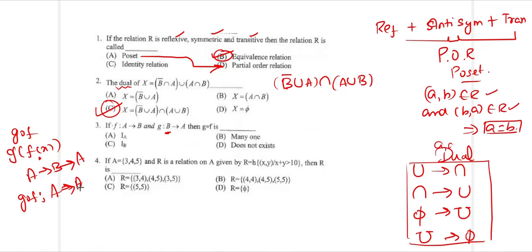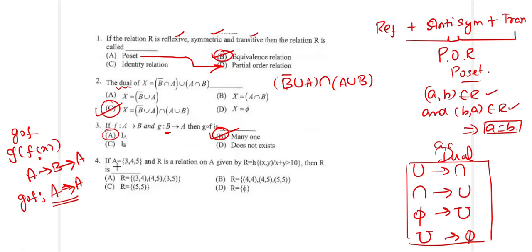But A to A doesn't imply that it has only identity elements of A. There can be very many elements which can form a combination. So I_B is not the answer. Does not exist is not the answer, because it does exist. So the answer will be many to one.